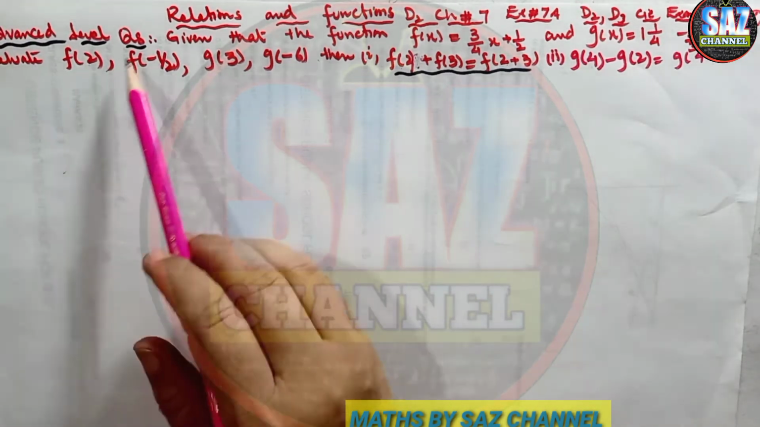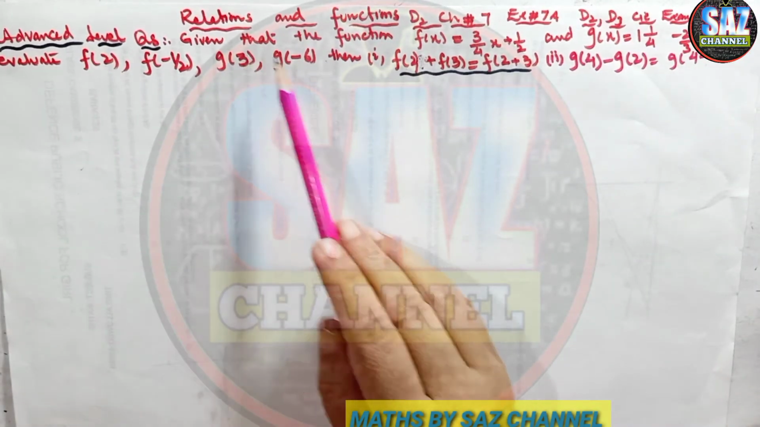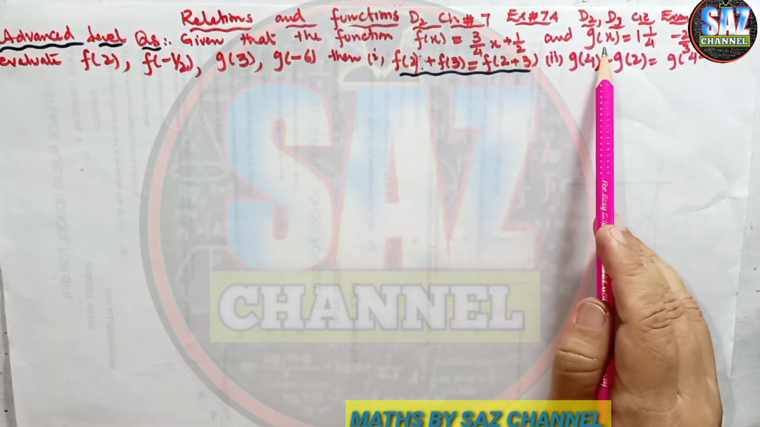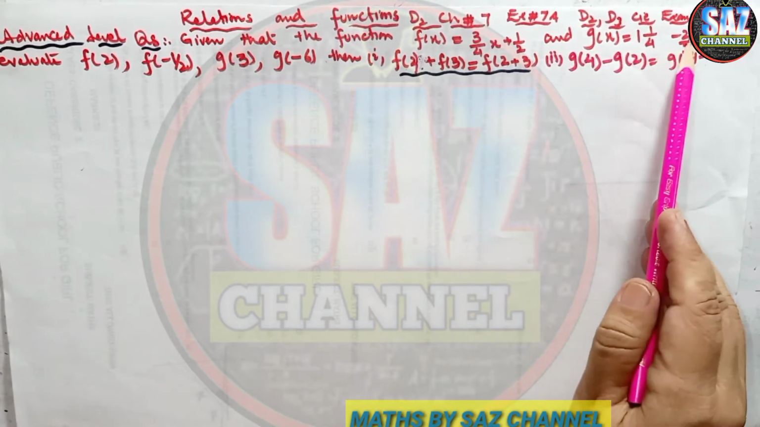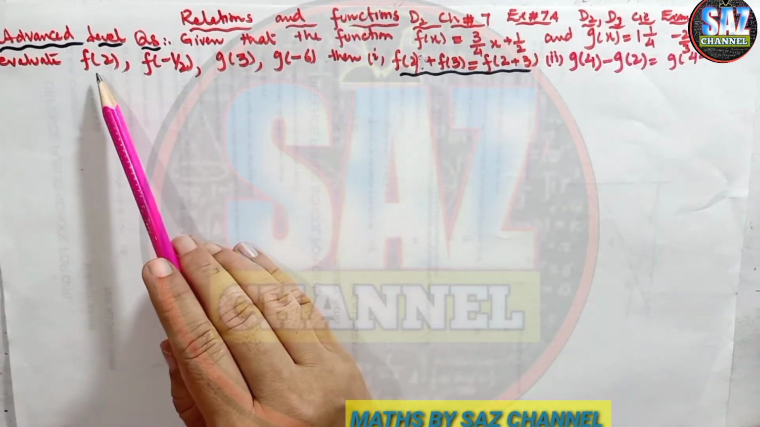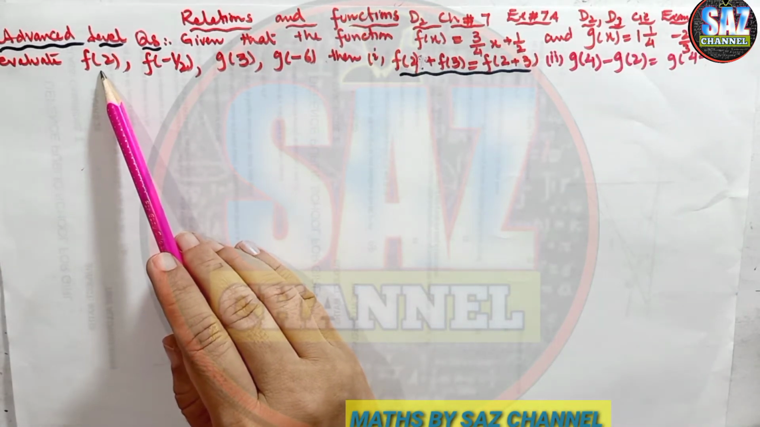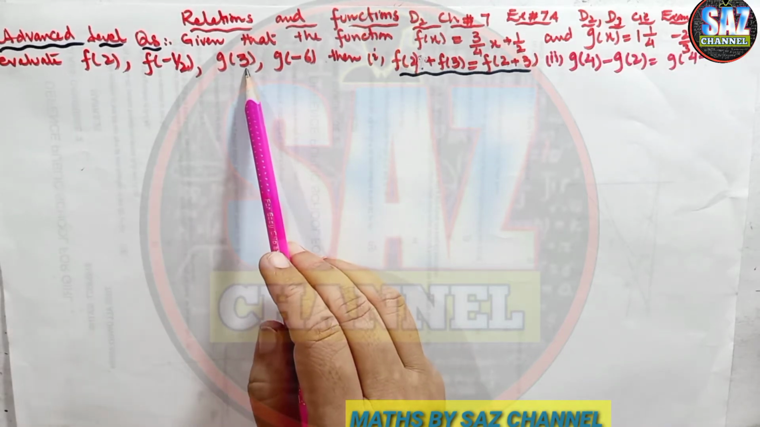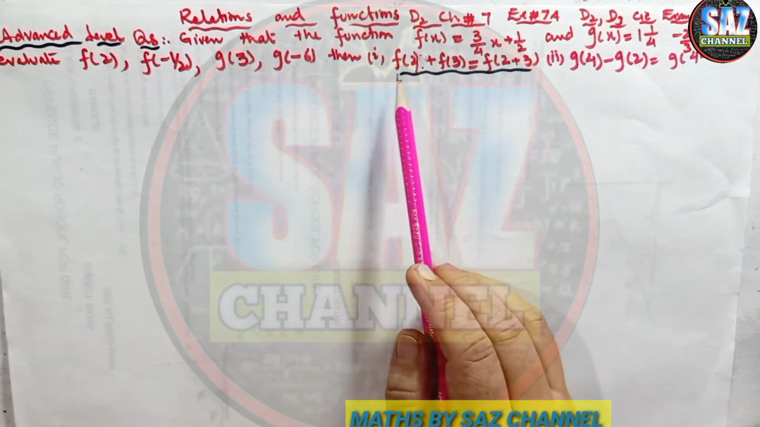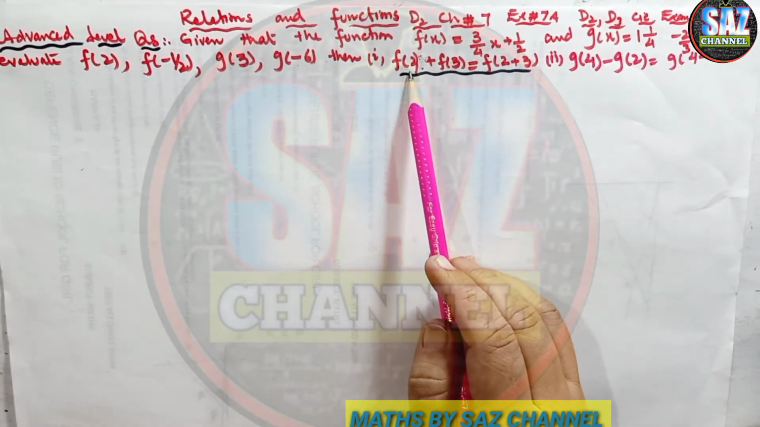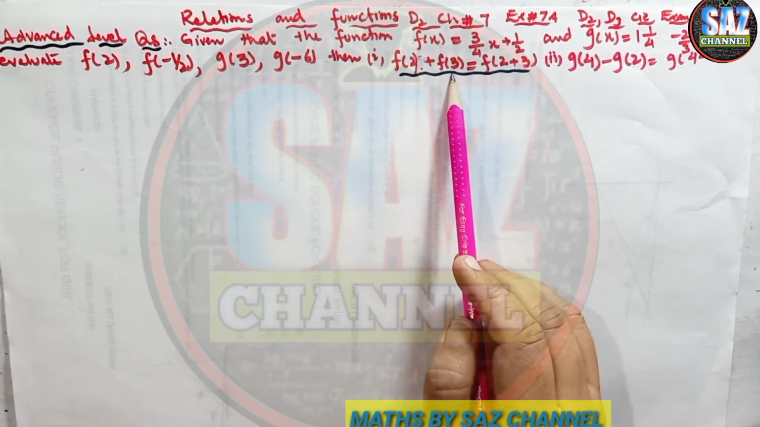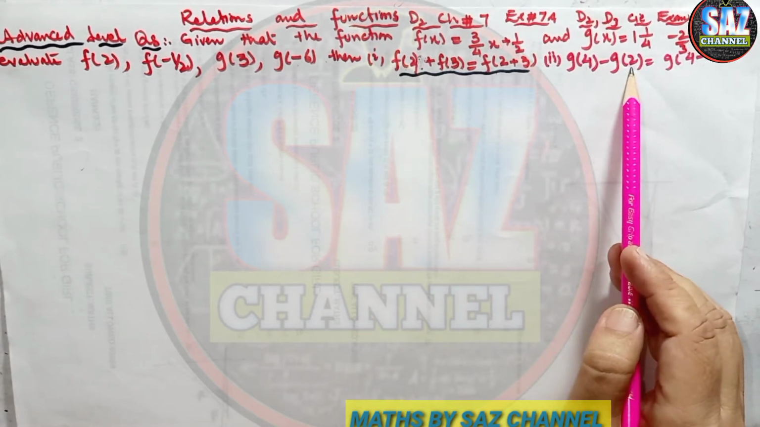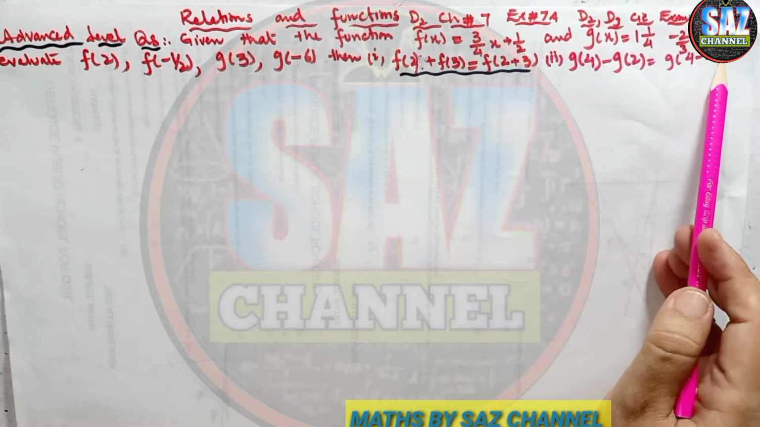Let's move to question number 8, advanced level. The question says, given that the function f of x equals 3 by 4x plus 1 by 2 and g of x equals 1 whole 1 by 4 minus 2 by 3x, first we have to evaluate the value of function f at 2 and minus 1 by 2, and the value of function g at 3 and minus 6. Then we have to decide whether f of 2 plus f of 3 equals f of 2 plus 3 or not, and whether g of 4 minus g of 2 is equal to g of 4 minus 2 or not.